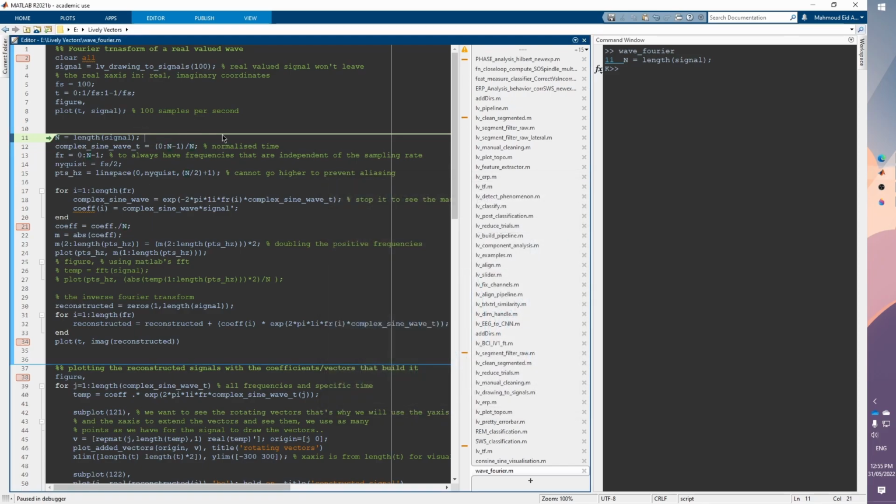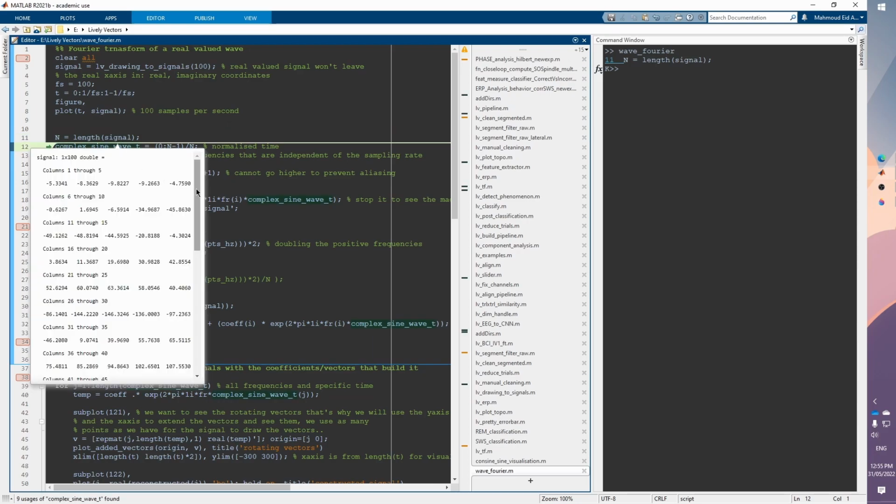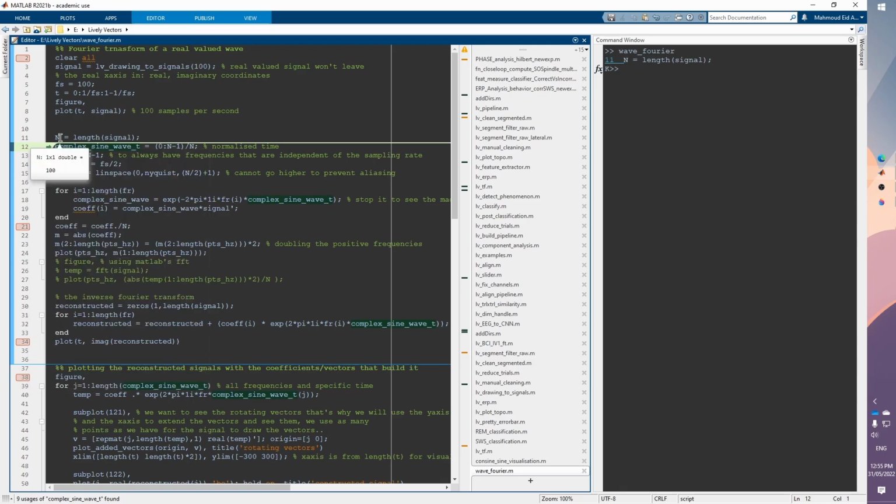Okay, so after that we step right into the transformation, and we start by defining a lot of variables that we will need. First of all, we just get the length of the signal, which is 100, and the reason for this is that we will be creating a complex sine wave. Again, we will be using the sine wave, and we will see what the complex sine wave really is and how it's useful in the Fourier transformation.